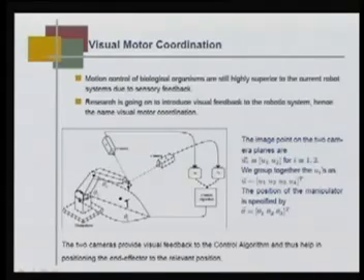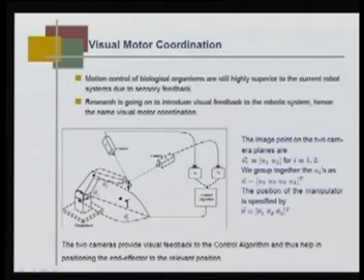The image points on the 2 camera planes are U1 and U2. We group the Us together as one vector, the U vector: U1, U2, U3, U4. Although the object is in 3D, the camera always gives 2D information. The position of the manipulator is specified by theta 1, theta 2, theta 3. The 2 cameras provide visual feedback to the control algorithm and thus help in positioning the end effector to the relevant position.